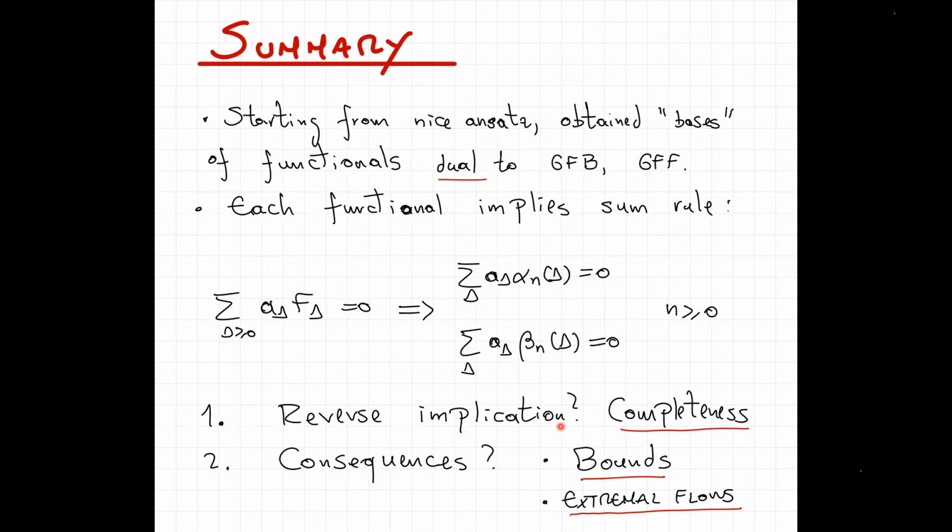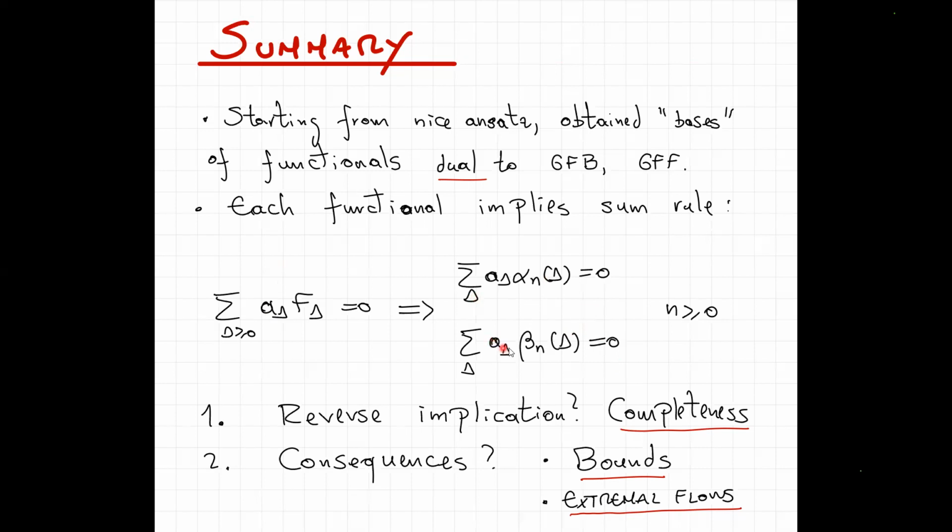So starting from some nice ansatz, we've obtained "bases" of functions. I'm putting bases between quotes because I haven't really explained why these things are bases. We just found a bunch of functionals which are dual to the generalized free boson and generalized free fermion solution. This is what we've rigorously shown: these functionals exist. And we've also rigorously shown that given a solution to crossing, a solution to this equation, it will have to satisfy these sum rules. We've constructed functionals which I can apply to this equation, swap them to get these sum rules. Okay?